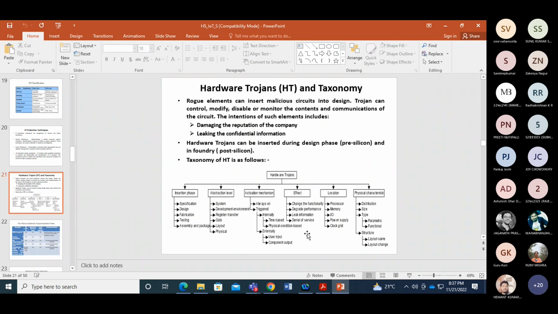Physical condition based means normally it is working fine, but something changes, because this can happen many times when the IC you put inside a device experiences some stress or strain. And this triggering can be done both ways, external as well as internal. And now the effect is the most serious one.